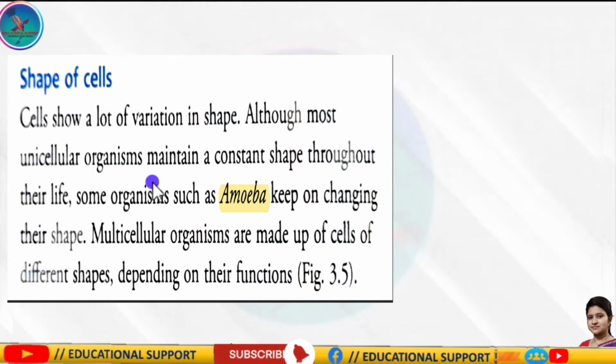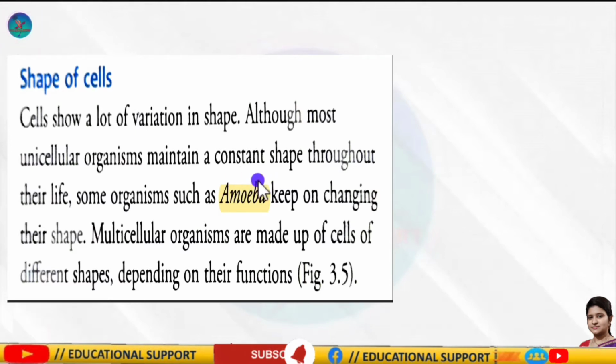So what is the shape of cells? Cells show a lot of variation in shape, like in unicellular organisms and multicellular organisms. So what is a unicellular organism and what is a multicellular organism? First you have to know this. You have to remember that uni means one and multi means more than one.